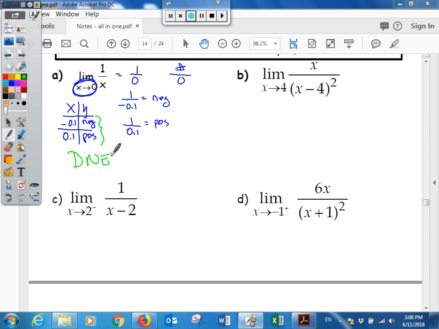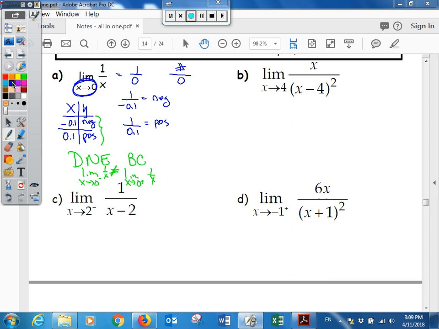If you're asked to tell why, the reason is because the limit as x approaches 0 from the left of 1 over x is not equal to the limit as x approaches 0 from the right of 1 over x.